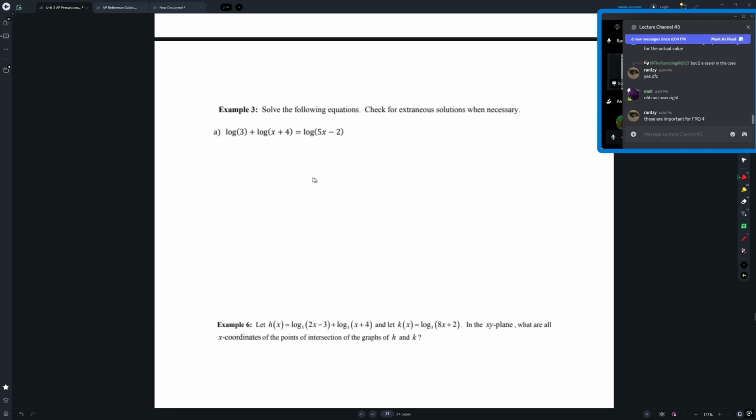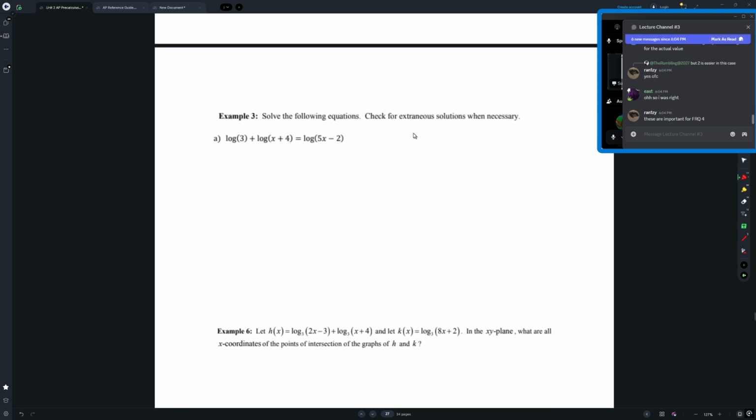So I will let you guys solve the first example. So solve.